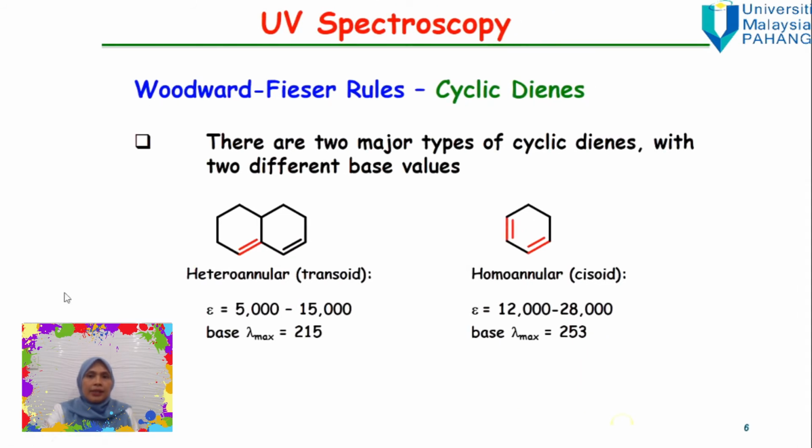Next, for the cyclic diene, they have two types. Just now I said heteroannular and homoannular. Heteroannular means the diene is in between two rings. Homoannular means the diene is within the ring. So the base is different. The base for heteroannular is 215 and the base for homoannular is 253.